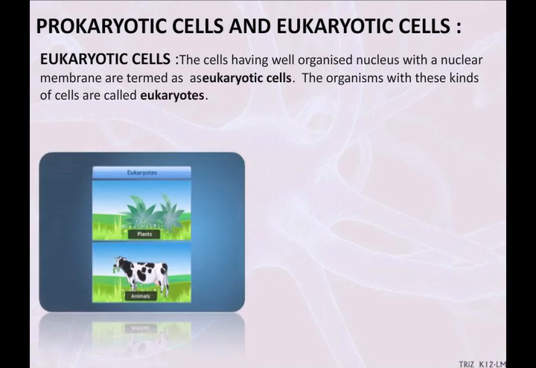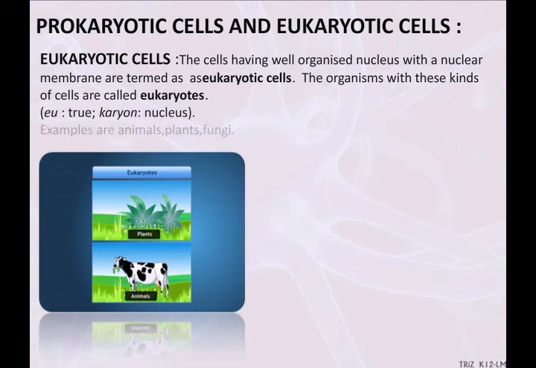Eukaryotic cells. The cells having well-organized nucleus with a nuclear membrane are termed as eukaryotic cells. The organisms with these kinds of cells are called eukaryotes. Eu meaning true, karyon meaning nucleus. Examples are animals, plants, and fungi.